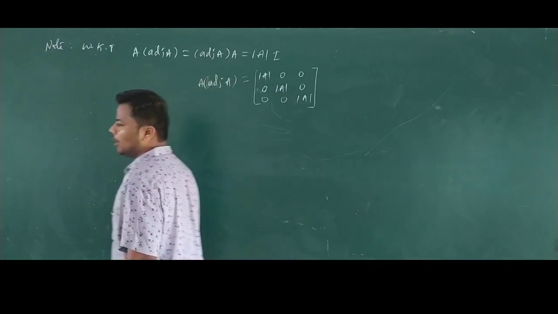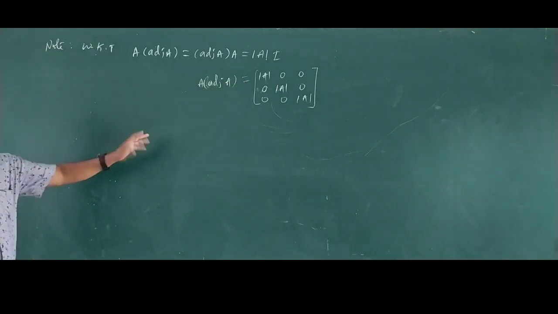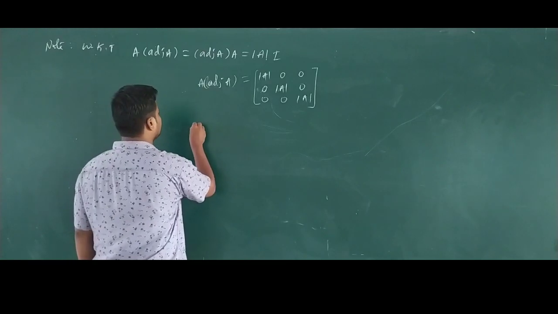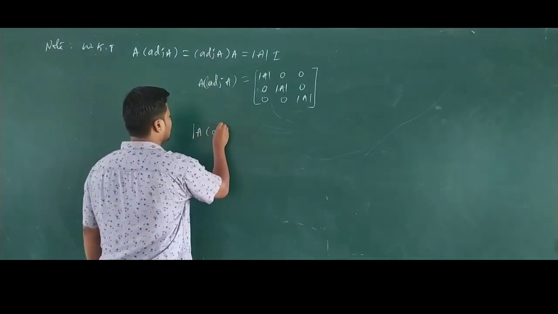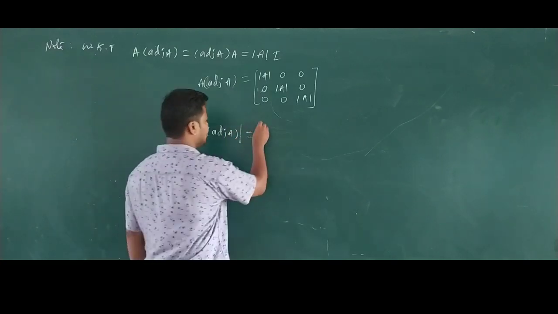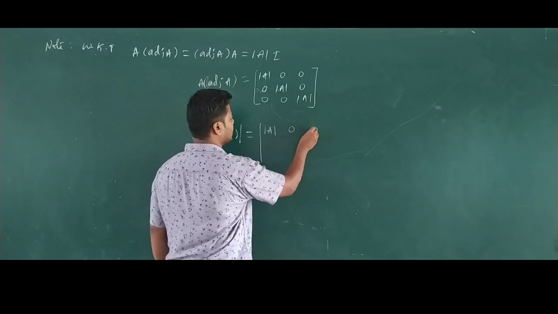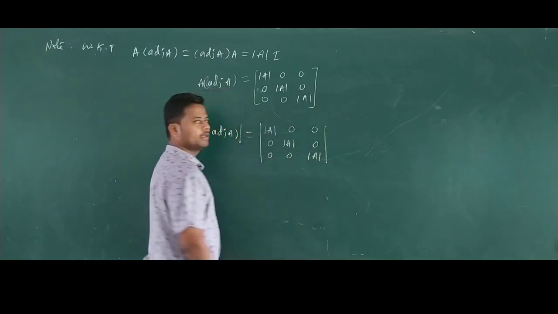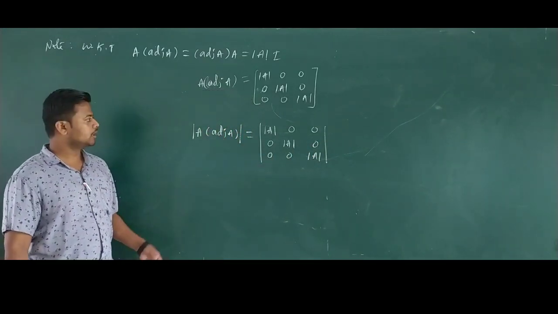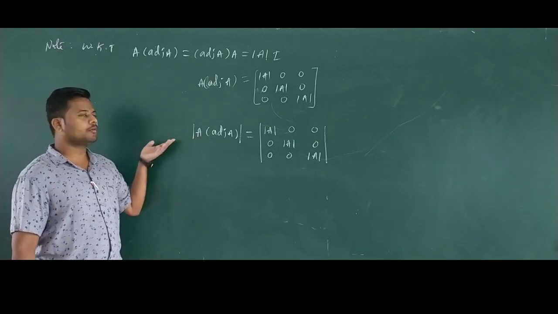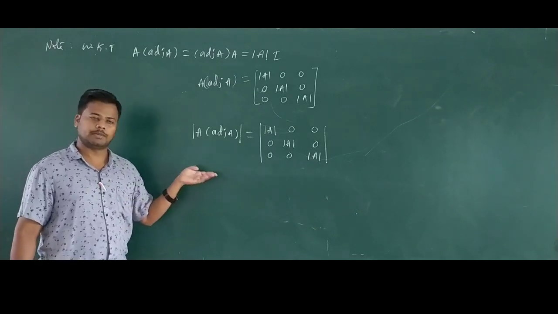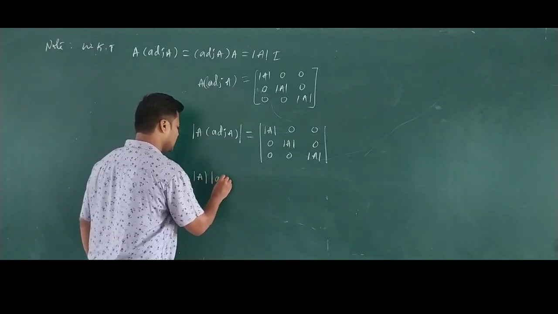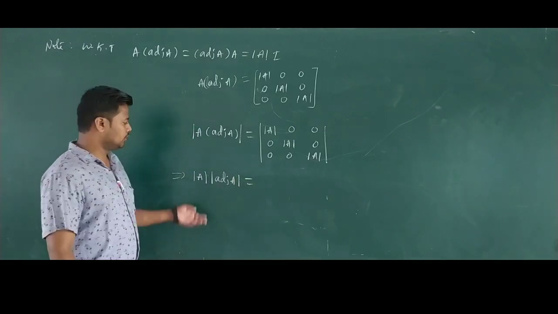A into adjoint of A. If we take determinant on both sides, determinant of A into adjoint of A equals the determinant of the matrix with determinant of A on the diagonal. So we took the determinant on both sides. In theorem 3, determinant of A into B can be written as determinant of A into determinant of B. Using that, this can be written as determinant of A into determinant of adjoint of A.